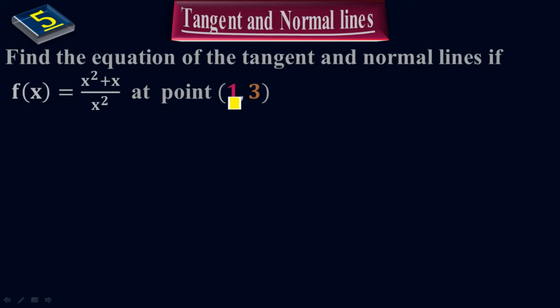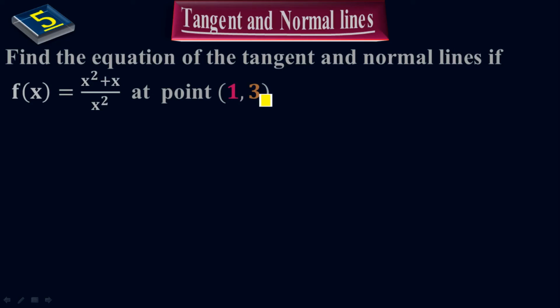And the coordinate point also has been given, which is (1, 3). If you look at the function, it is in fractional form. Since it is in fractional form, I'm going to apply the quotient rule here. Again, two things have been given here, which are x sub 1, which is 1, and y sub 1, which is 3. But I don't know the slope of the line, which is m.